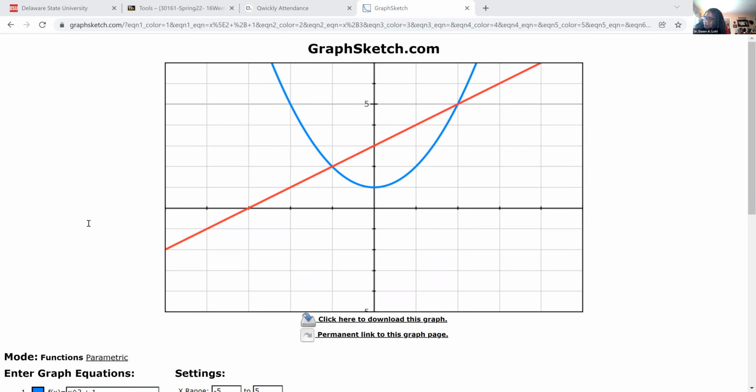If you can't see that, you can set them equal. So you get x squared plus 1 equal to x plus 3. And then you get x squared minus x minus 2 is equal to 0. So you factor it and you get x minus 2 times x plus 1 is equal to 0.